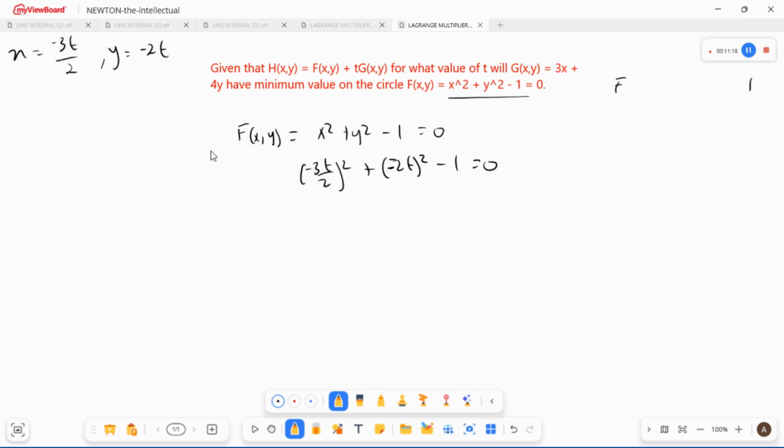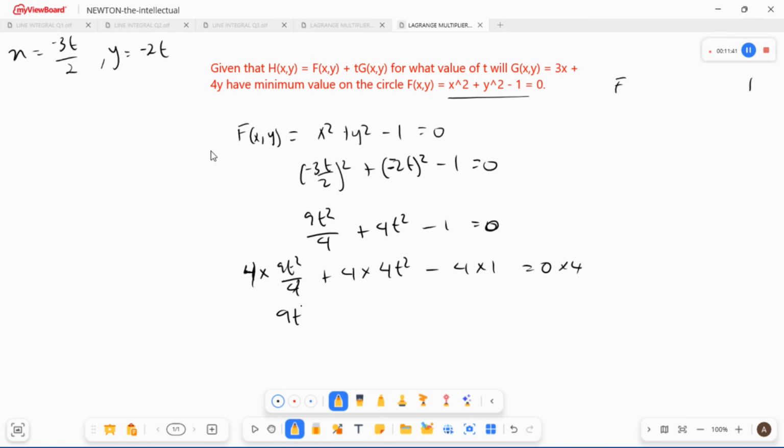So here we're squaring this. We have 9t squared over 4 plus 4t squared minus 1 is equal to 0. We multiply everything by 4 so that we can have no denominator. We have 4 times 9t squared over 4 plus 4 times 4t squared minus 4 times 1 equals 0 times 4. So this 4 cancels this 4. So we have 9t squared plus 16t squared minus 4 is equal to 0. So here we have 25t squared minus 4 is equal to 0. And then we can take this 4 to the other side. So we have 25t squared is equal to 4.